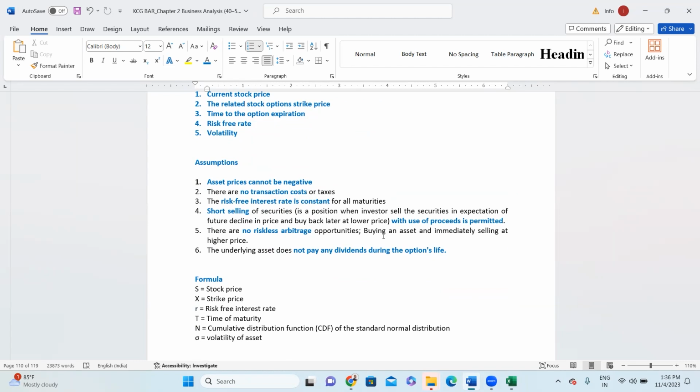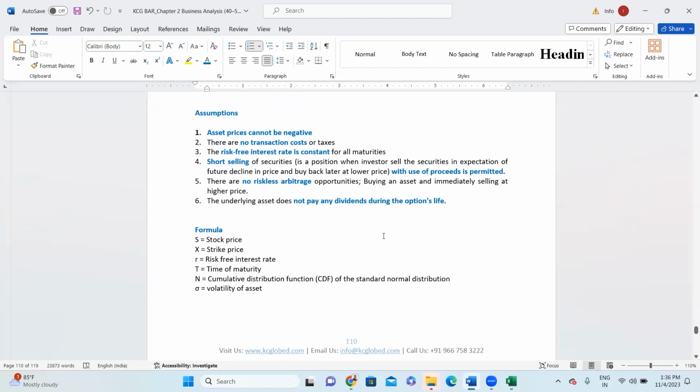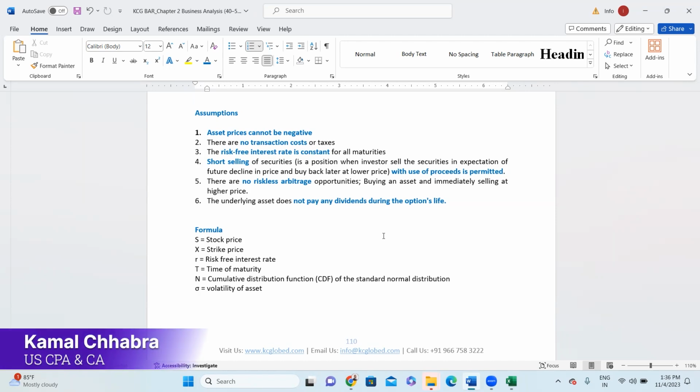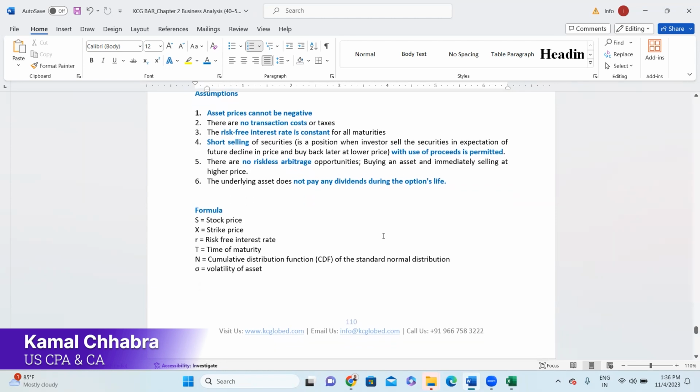Right? Now let's understand the formula. This is just for your information. Nobody in the CPA exam is going to calculate the Black-Scholes model. The information will be provided to you. This is just and just for your information purpose. So S is the stock price, X is the strike price, R is the risk-free interest rate, T is the time of maturity, N is the cumulative distribution function of the standard normal distribution, and standard deviation is the volatility of the asset.